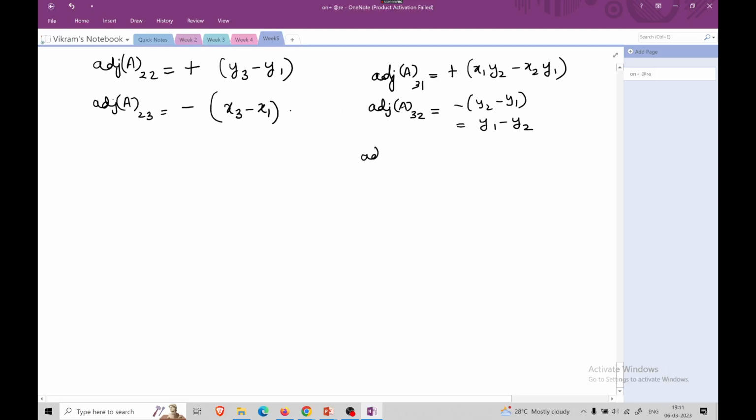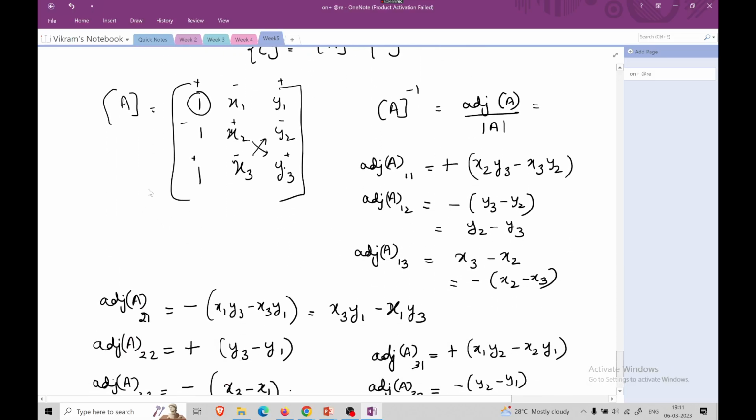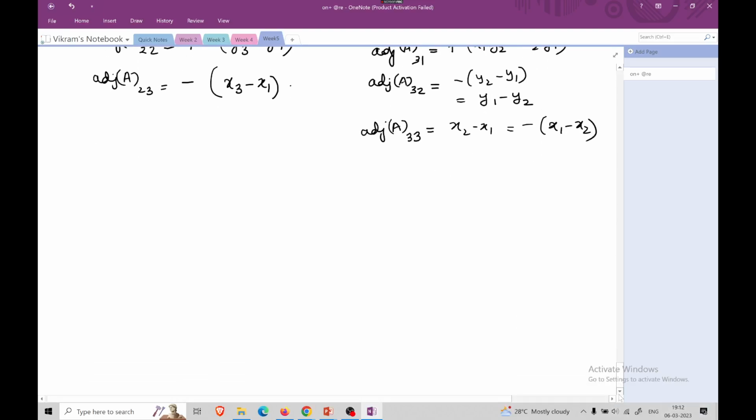So adjoint A 3 3 is equal to, I am going to exclude the third row and third column. So it will be x2 minus x1 with a plus, so I am going to write this as minus of x1 minus x2. So these are the adjoints.